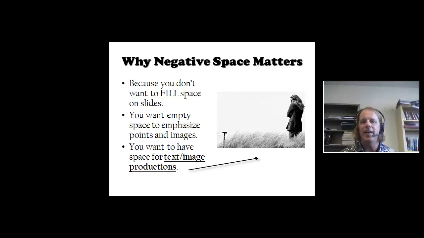And you want to have this space in text image productions like what you see below, which again is based on the rule of thirds. So I hope this is useful. Try thinking as you start to design your expertise speech in terms of the rule of thirds and in terms of the use of negative space.